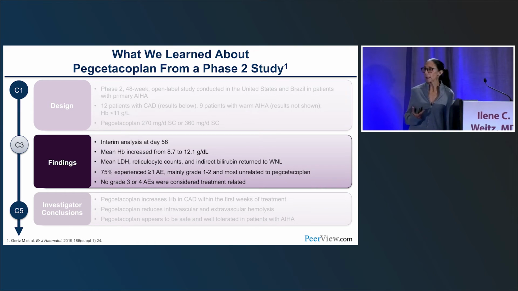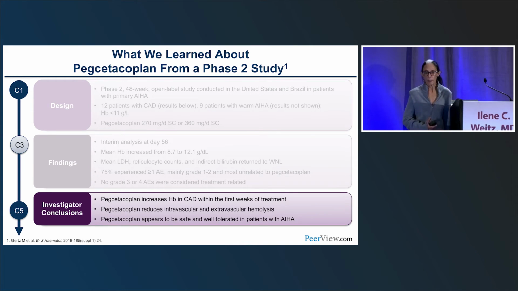75% of patients had some AEs, mostly grade 1 to 2, and they were deemed not related to the pegcetacoplan, although I suspect that there were probably some related to the pump itself, since it was sub-Q, and there's a learning curve to use the pump. There were no grade 3 or 4 AEs that were considered related to the treatment.